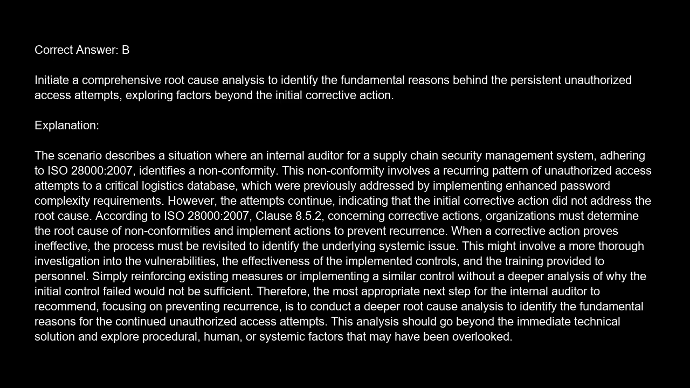According to ISO 28000-2007, Clause 8.5.2, concerning corrective actions, organizations must determine the root cause of nonconformities and implement actions to prevent recurrence. When a corrective action proves ineffective, the process must be revisited to identify the underlying systemic issue. This might involve a more thorough investigation into the vulnerabilities, the effectiveness of the implemented controls, and the training provided to personnel. Simply reinforcing existing measures or implementing a similar control without a deeper analysis of why the initial control failed would not be sufficient.